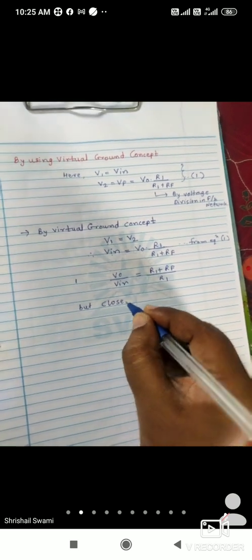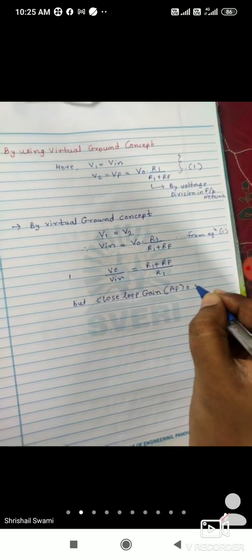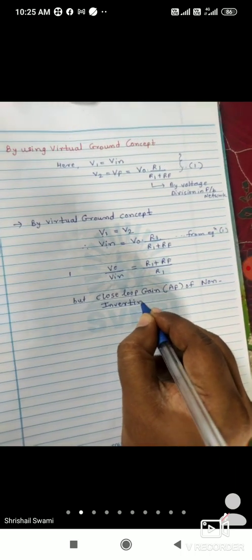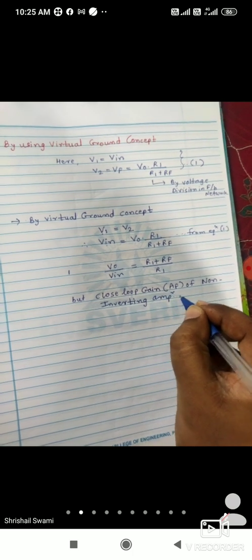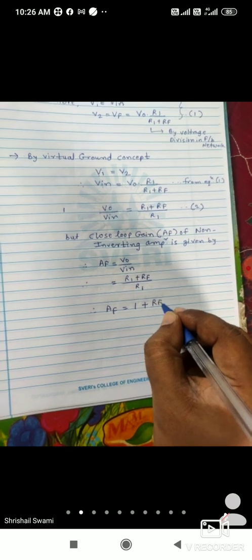The closed loop gain AF of the non-inverting amplifier, so you can consider this as equation 2, is given by AF is equal to V0 divided by Vin. So what is V0 divided by Vin? That is R1 plus Rf divided by R1. So again you can simplify this. AF is equal to R1 divided by R1 is 1, plus Rf divided by R1.